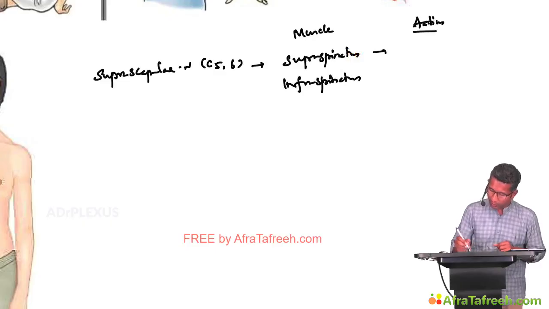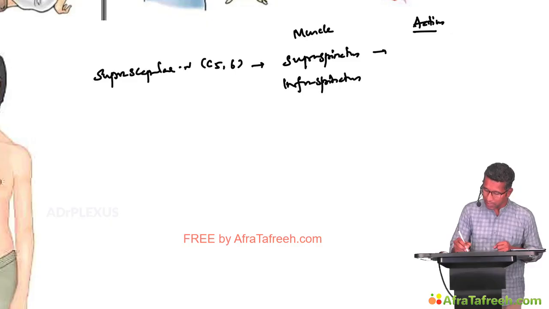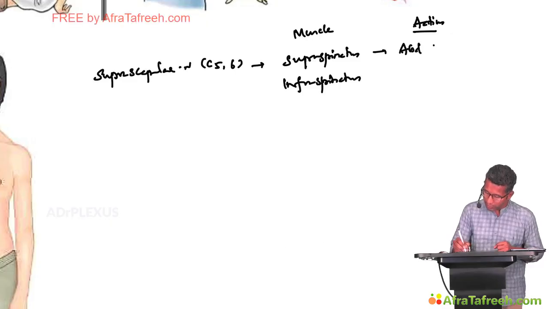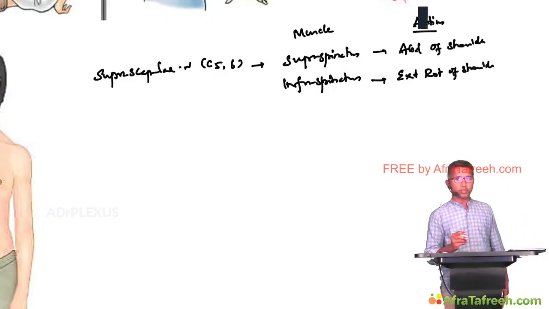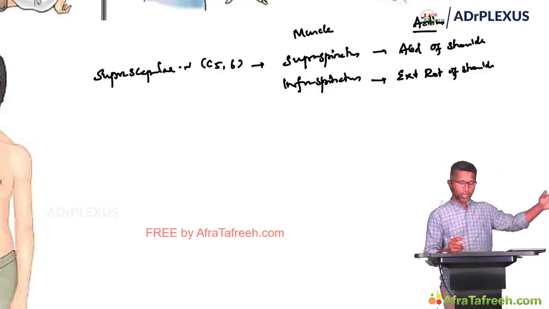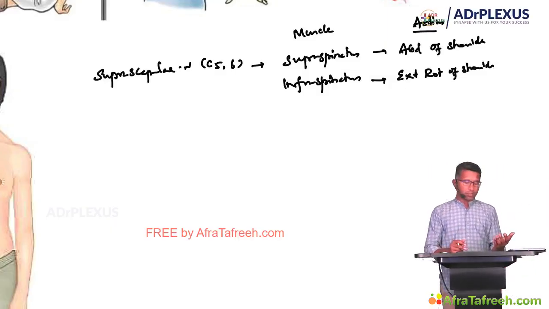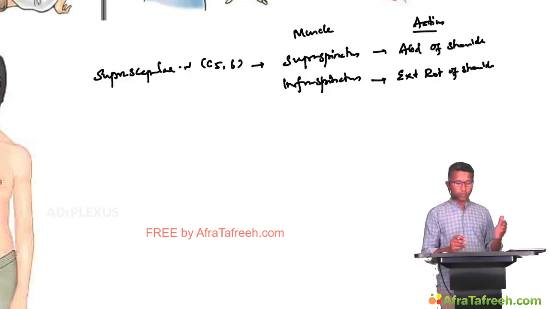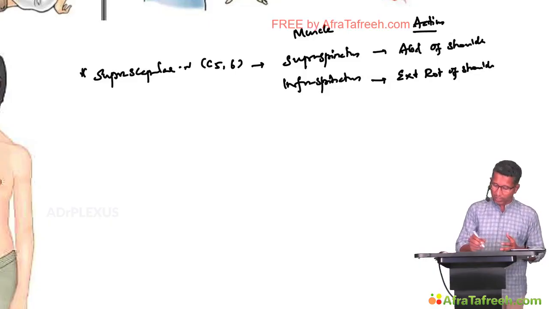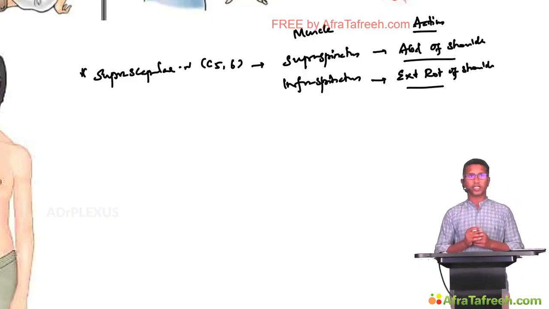The supraspinatus helps in abduction of the shoulder joint. And what is the function of infraspinatus? Infraspinatus helps in external rotation of the shoulder joint. Okay, guys, clear? So what is the function of supraspinatus? It helps in abduction of the shoulder joint. And what is the function of the infraspinatus? It helps in external rotation of the shoulder joint. Now, when the suprascapular nerve is affected, these actions will not happen.